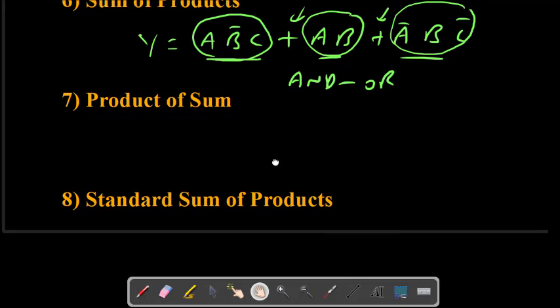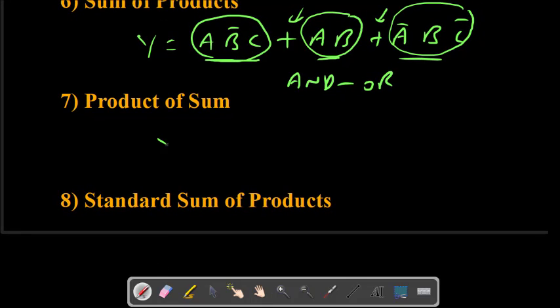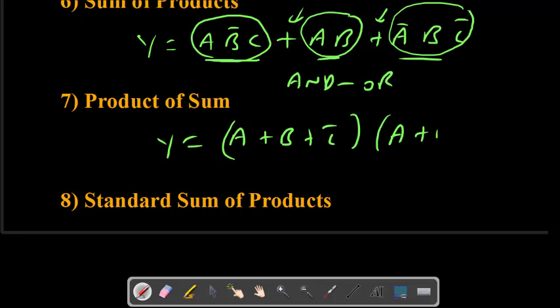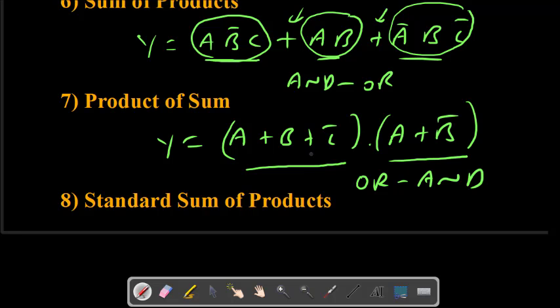Then we have product of sums. Any expression of this type, in any complemented or uncomplemented form, is a product of sums. Here we have a sum, here we have a sum, and we are taking a product of these two sums. Therefore this is a product of sums. It can be implemented using OR-AND. First we do ORing, and then finally ANDing.